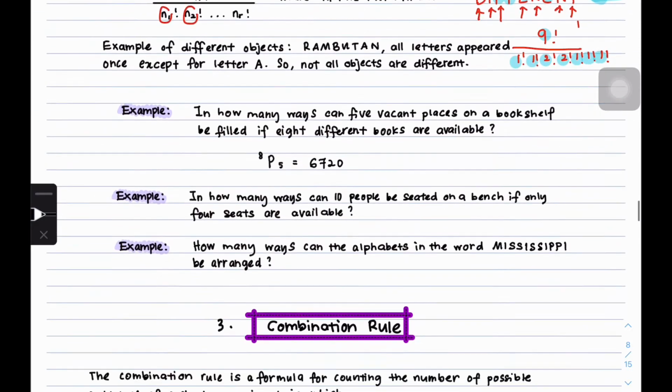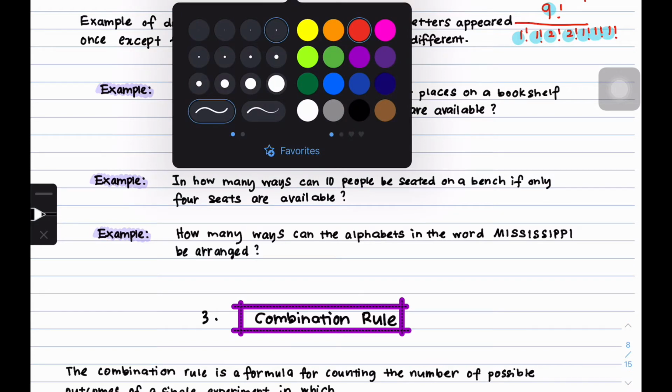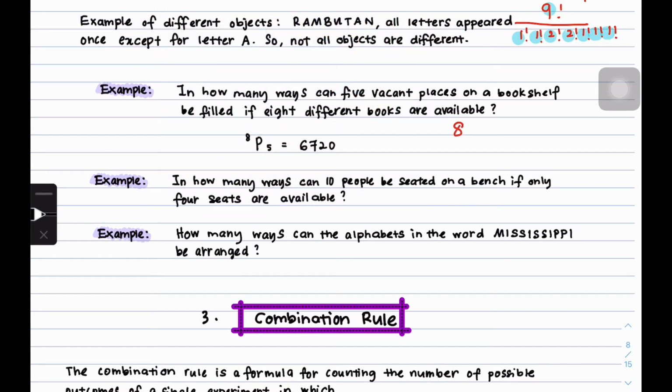Okay, so we want to look at an example. So look at the first example. In how many ways can 5 vacant places on a bookshelf be filled if 8 different books are available? Now, we have 8 books, and it tells us these 8 books are different books. Okay, so now on the bookshelf we have 5 vacant places. Meaning we have 5 empty places. We want to arrange these 8 books to fill these 5 empty places. How many possible ways do we have?